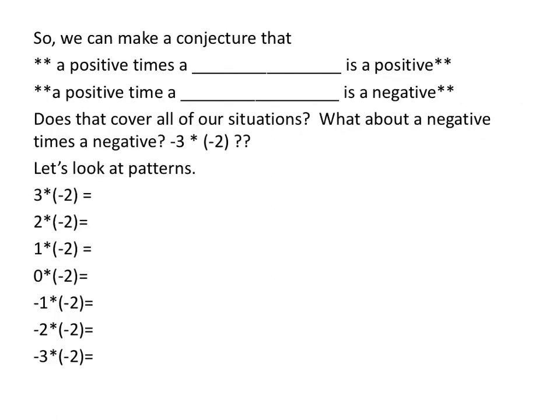If you think about the pattern, we can start to make a conjecture or a rule that a positive times a positive is a positive. This shouldn't be anything new. It's what you've done your whole life so far. But when we start doing a positive times a negative, we start to see a negative answer.